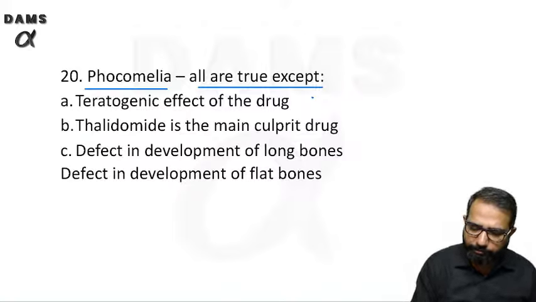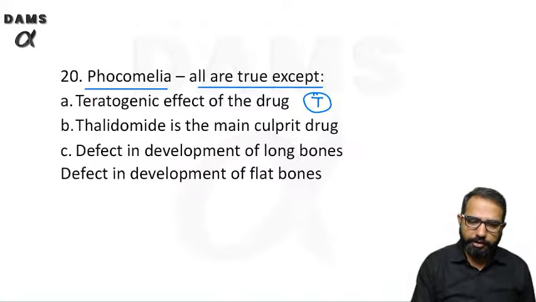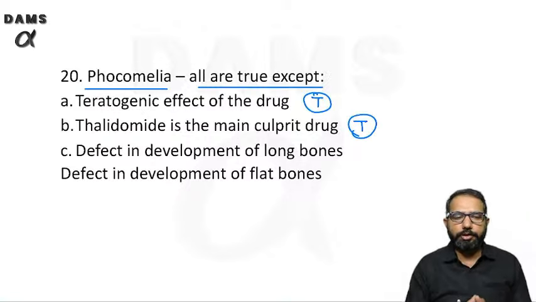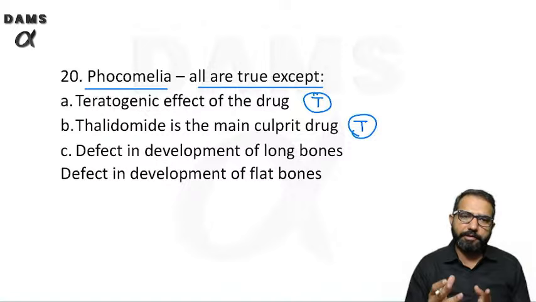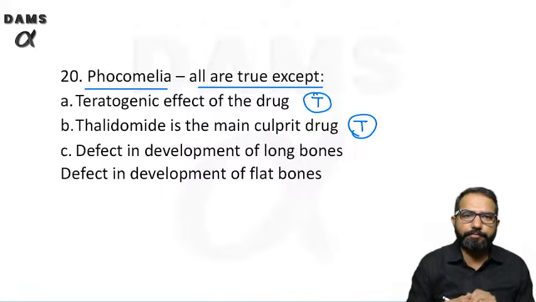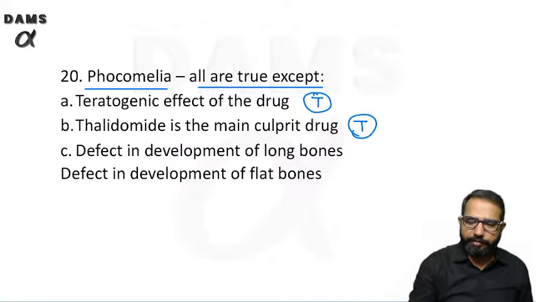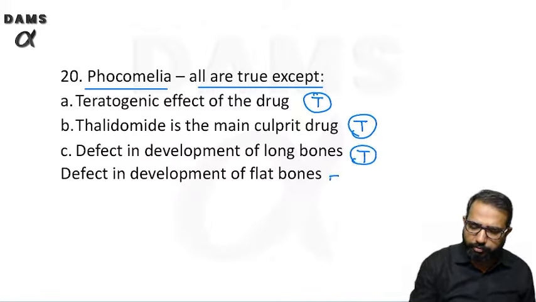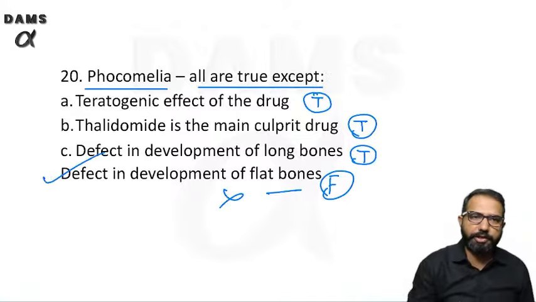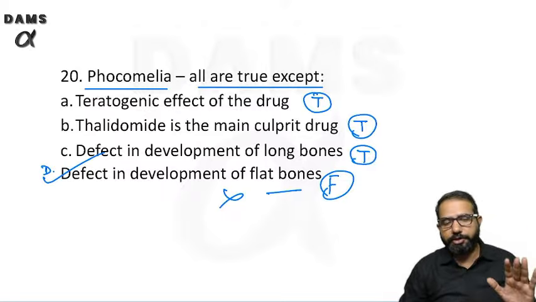Teratogenic effect of a drug, true. It's a teratogenicity. Limb sealing defect. Thalidomide is the main culprit drug, true. Thalidomide was used for morning sickness in females, for vomiting, and it causes phocomelia, a limb sealing defect. Defect in the development of long bones. Yes, these long bones are affected, not the flat bones. So the correct answer is option D. The defect in the flat bone is not correct.